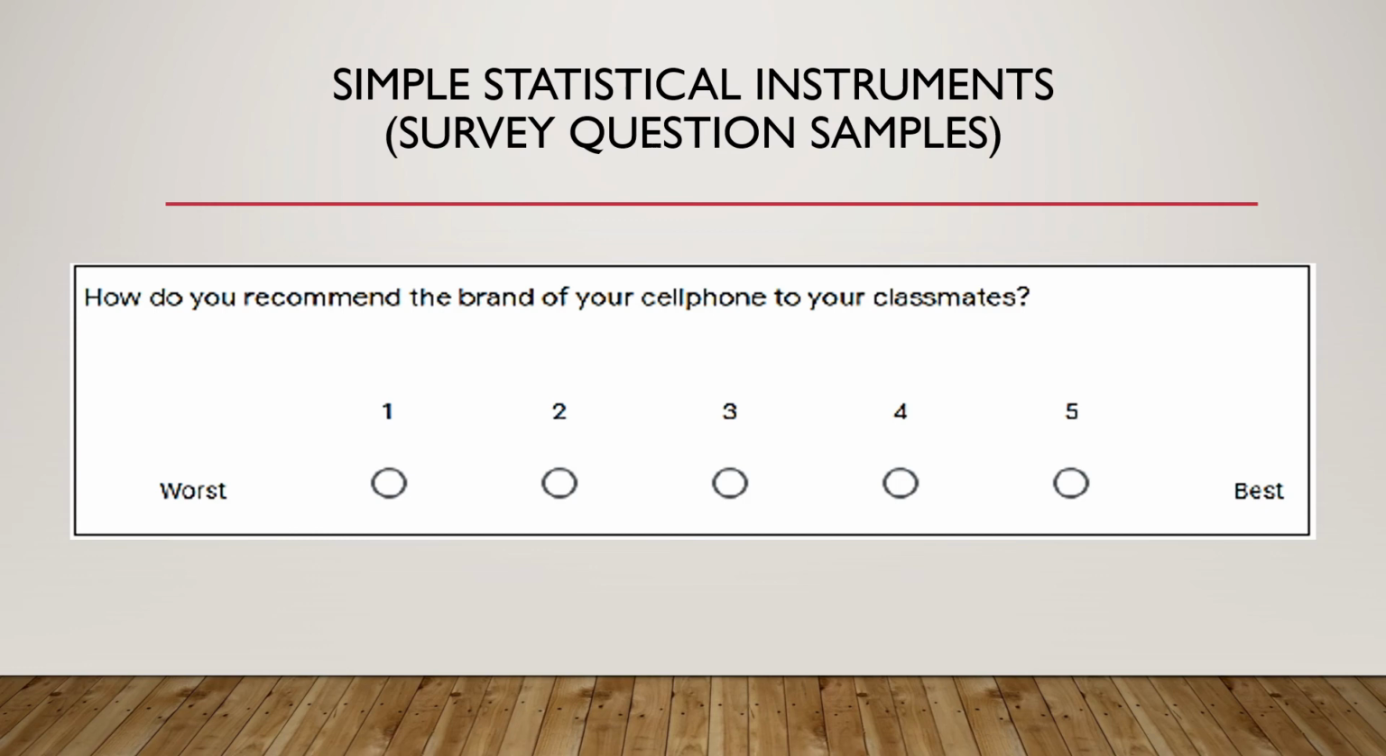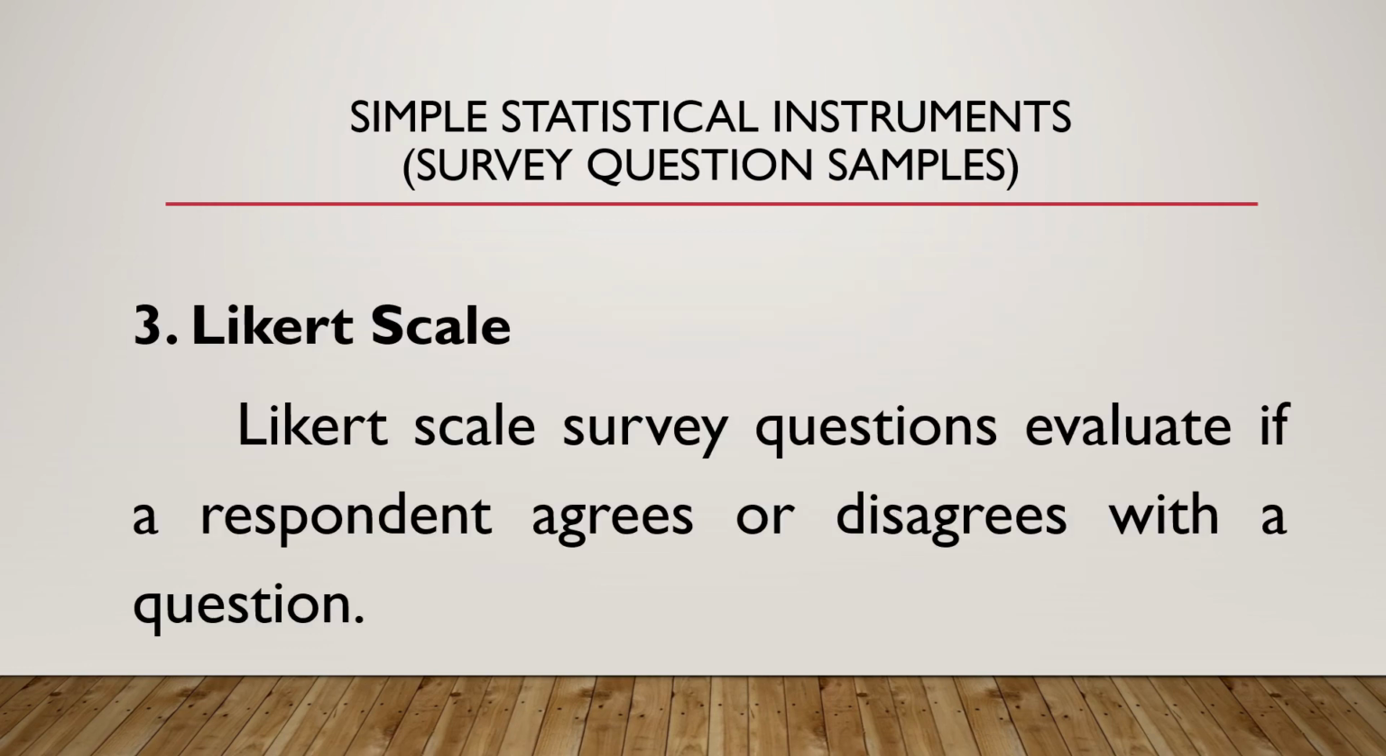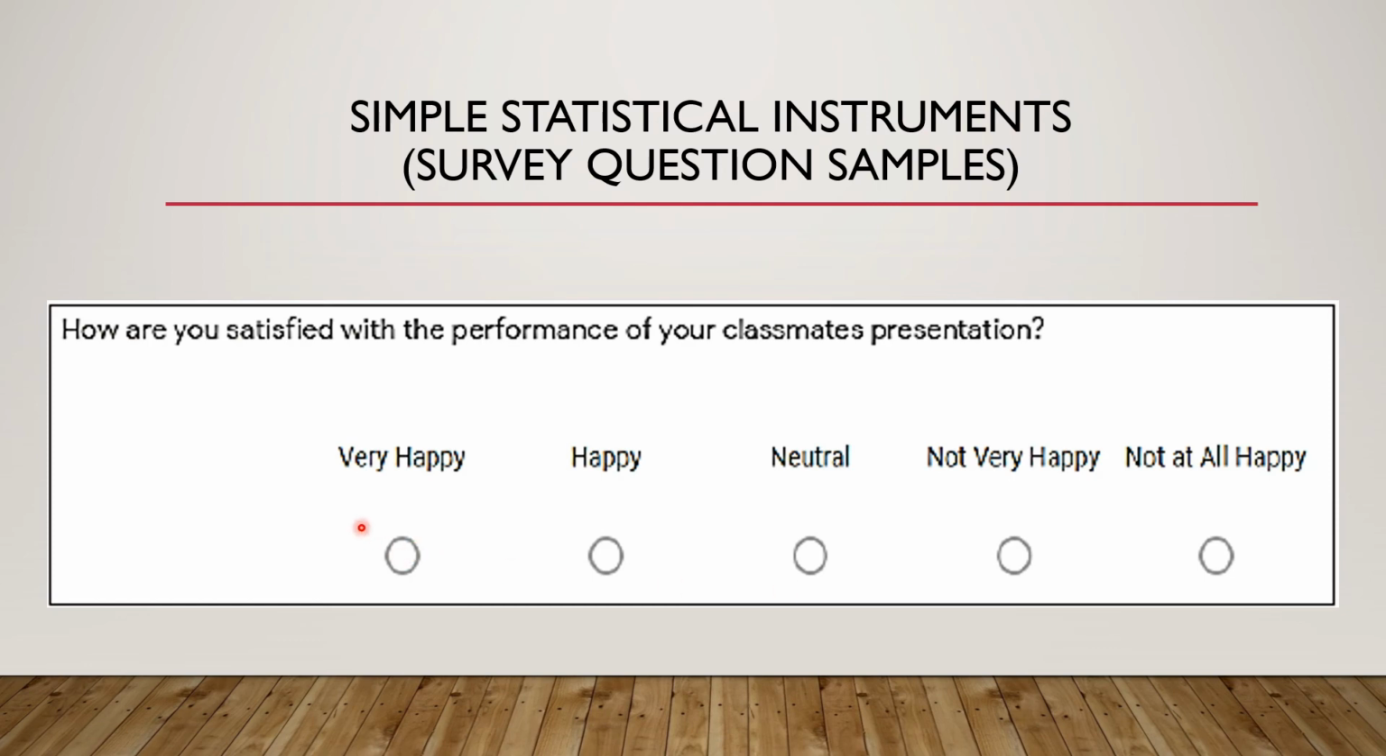The third statistical instrument that you can use when you are collecting data is the Likert Scale. Likert Scale is a survey question that evaluates if a respondent agrees or disagrees with the question. This is an example of Likert Scale. As you can see, the choices are very happy, happy, neutral, not very happy, and not at all happy. All you have to do is to shade which one satisfies the performance of your classmates' presentation.